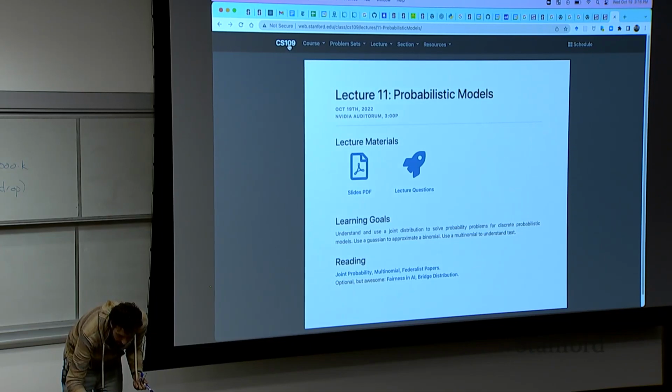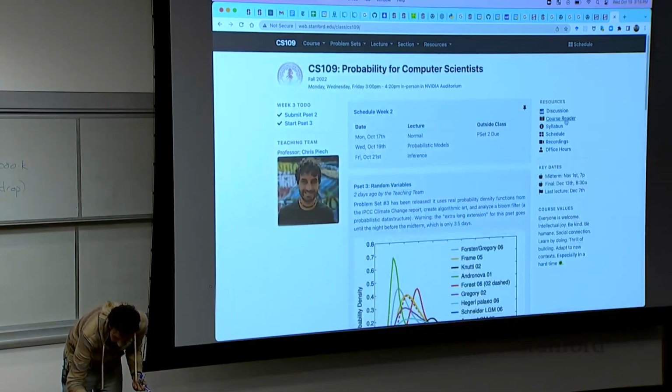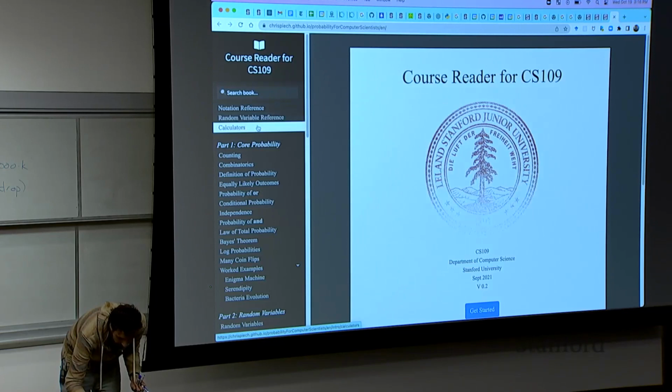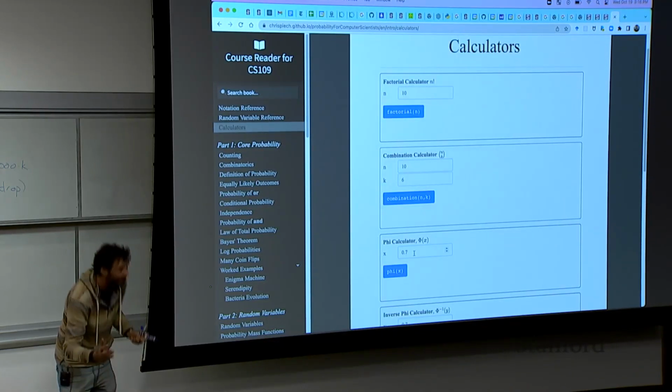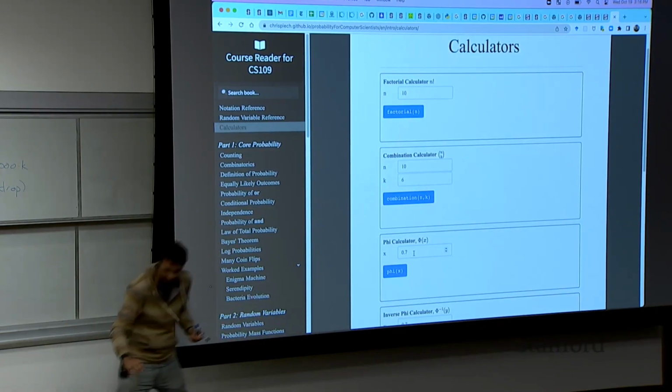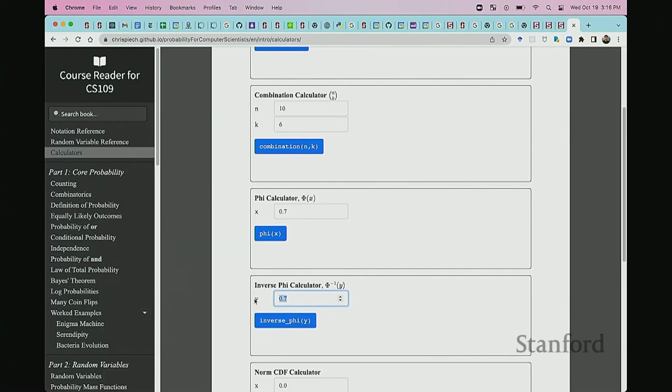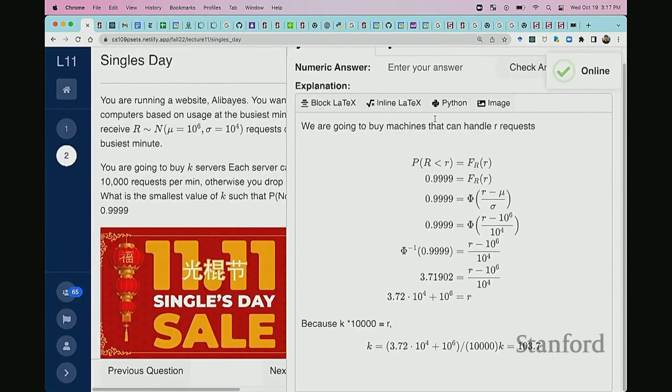If you go to our course reader, you can even get an inverse phi calculator right there. Sorry, that's the phi calculator. Inverse phi calculator here. You can put in 99999, and it tells you the value that you could put into phi that would lead to four nines is in fact 3.7. Okay, so we know inverse phi is 3.7, and now you just have one equation, one unknown, and if you solve for R, you get that R is equal to that little expression.